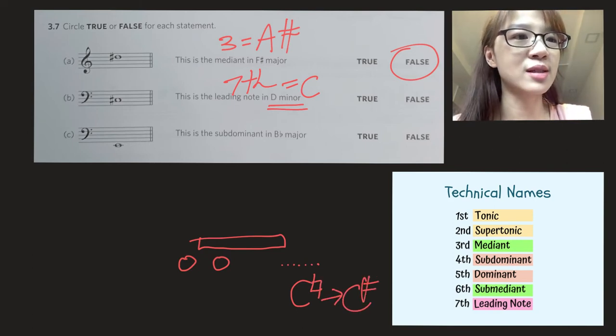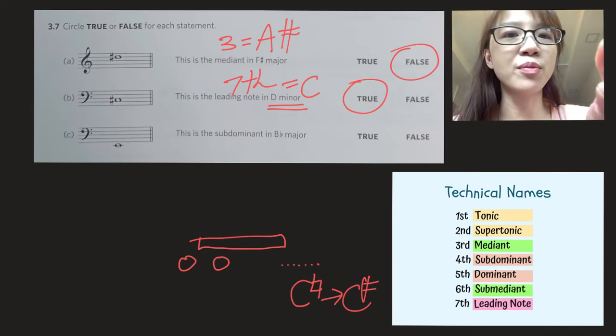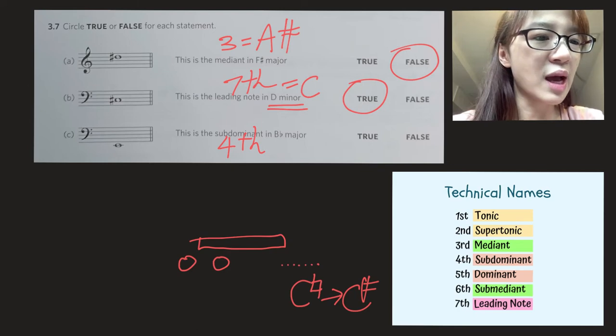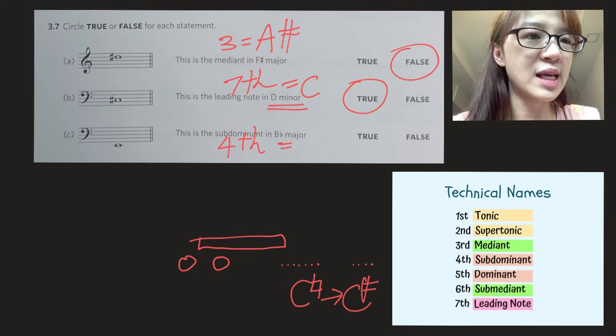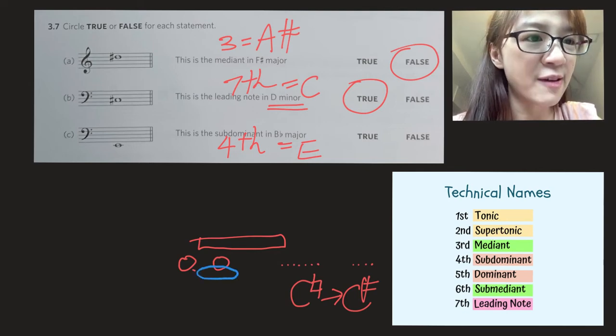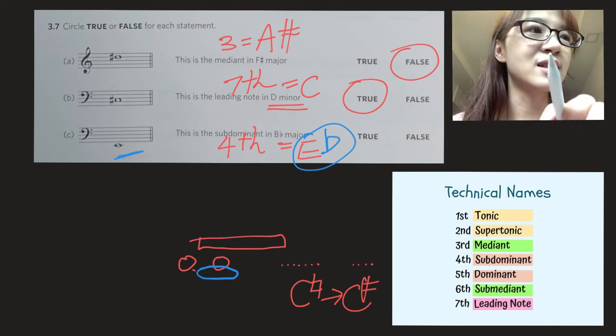This is correct. Next one, what is subdominant? Subdominant is the 4th note. 4th note of the B flat major. Okay, so let's count the B flat. 1, 2, 3, 4 is E. Okay, it's the E note. And now we need to check in the B flat major. Yes, B flat major, there is B flat and E flat. So this E, you need to have the flat. And this E, there is no flat. This is not correct.